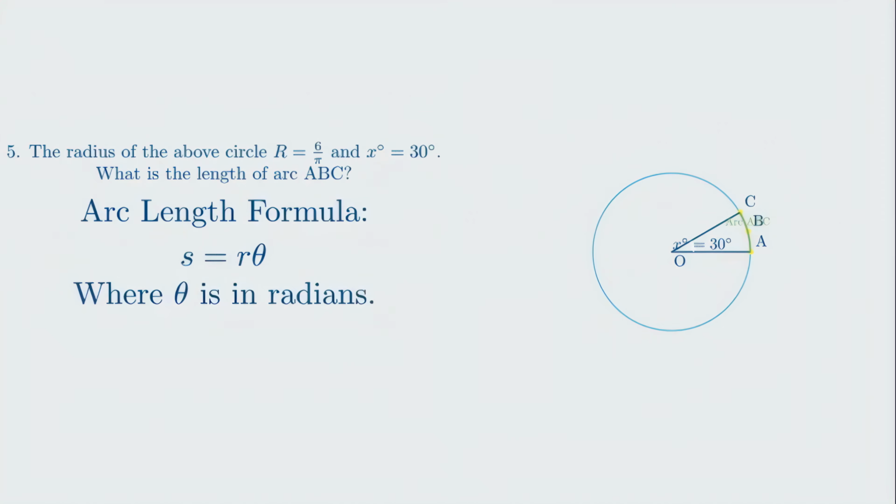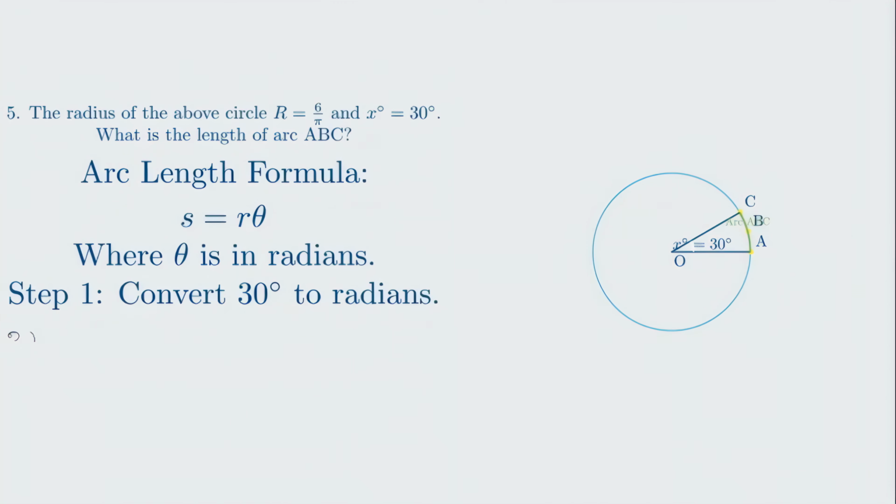The question gave us the angle in degrees, so our first step is to convert 30 degrees to radians. To convert, we multiply the degree measure by pi over 180. 30 times pi over 180 simplifies to 30 pi over 180, which reduces to pi over 6. So our angle in radians is pi over 6. Now we have our radius r and our angle theta in the correct units. We can plug them into the arc length formula.